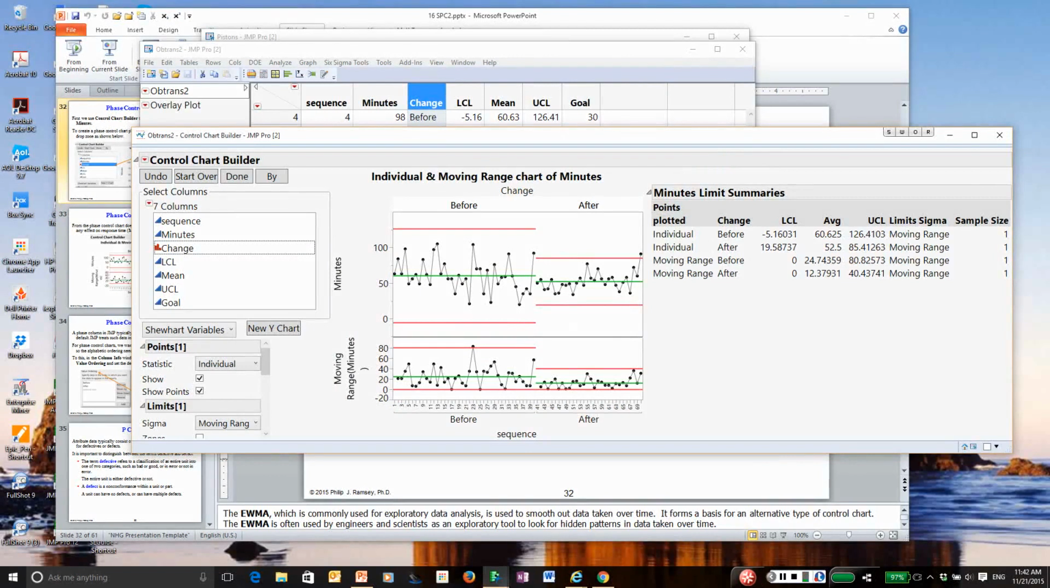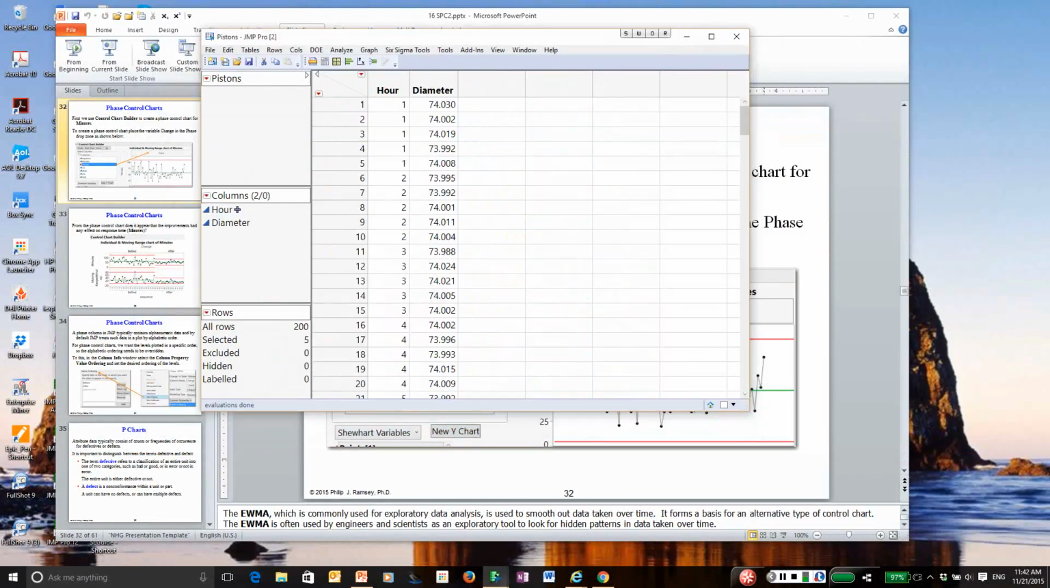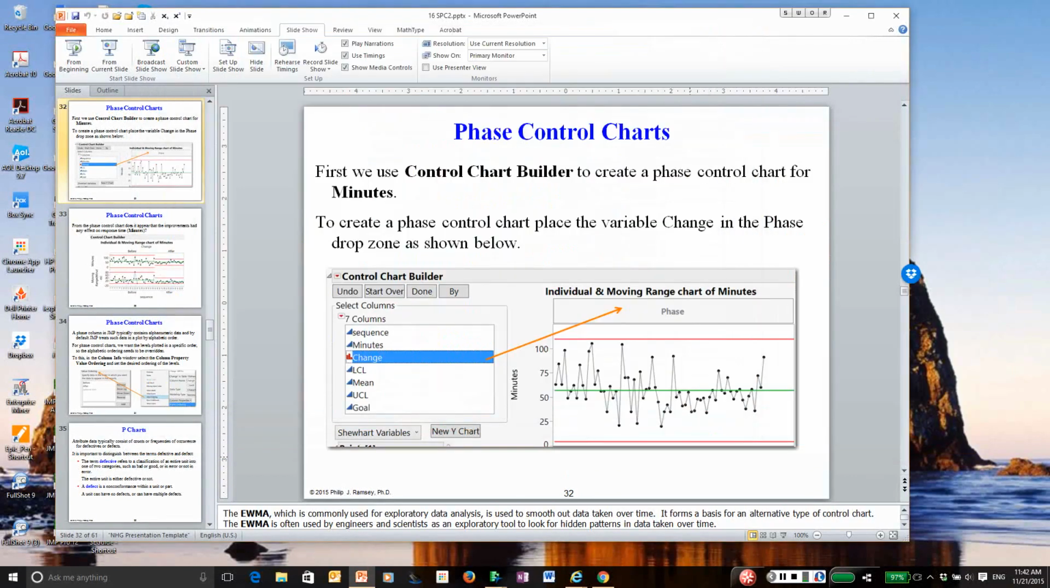So if you look carefully, they have reduced the overall time from about 60 minutes to 52. Okay, not great, but they've also reduced the variation. You can see it right in the control limits. So sometimes these phase control charts are a nice way to track KPIs in a project because it's a nice way to show if you've actually made improvements. So phase control charts are very useful and very helpful, especially for plotting KPIs.